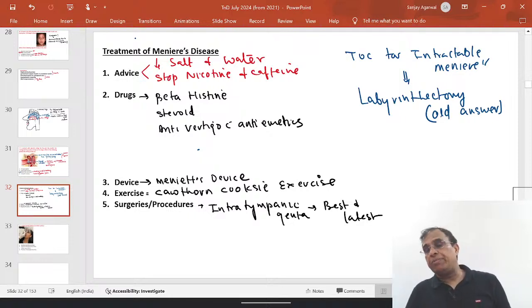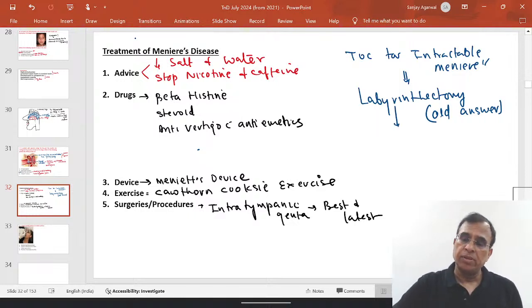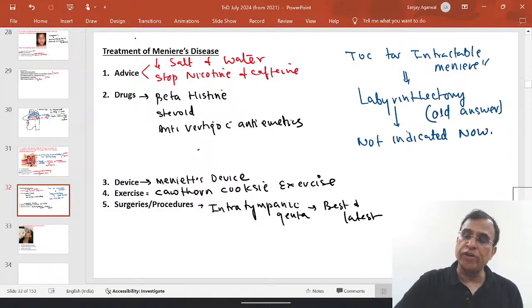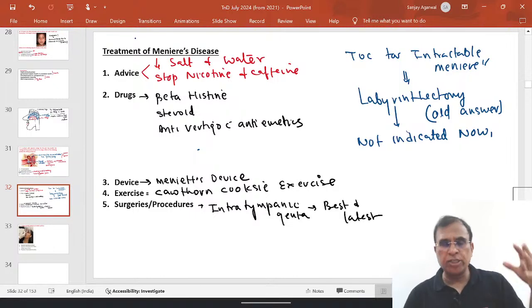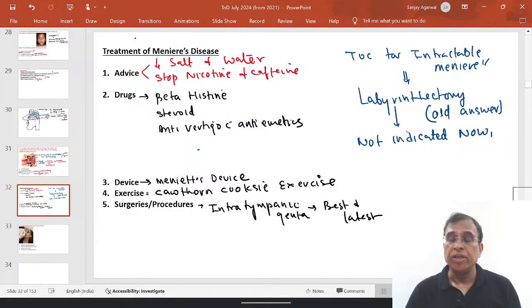Okay, labyrinthectomy is not indicated now for almost any disease except tumors. Carcinomas you can do, but inner ear carcinomas are extremely rare. In my 25 years of practice, I've not even come across anybody who has seen a carcinoma of the inner ear. It's so rare. So labyrinthectomy is hardly done. It used to be done in the past. We don't do it anymore.